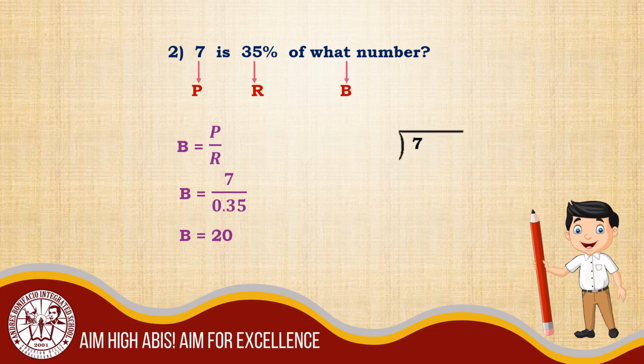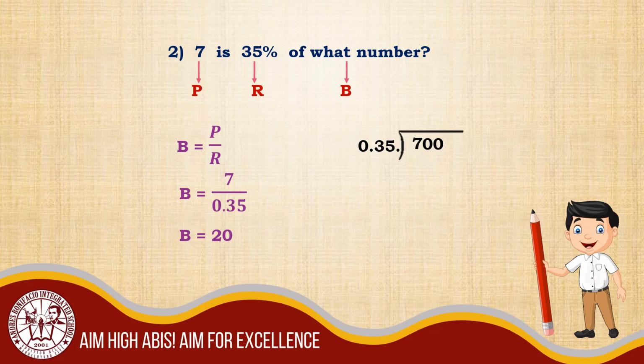7 divided by 35 hundredths. Gawin nating whole number ang divisor, which is 35 hundredths. Ilipat natin ang decimal point sa dulong kanan. Ang bilang ng paglipat sa divisor ng decimal point ay ganun din ang bilang na ilalagay natin 0 sa dividend. May dalawang lipat, kaya may dalawang 0 tayong ilalagay sa dividend.